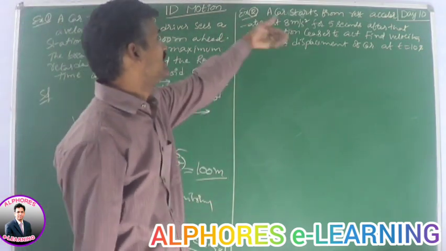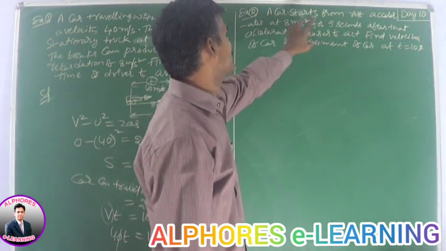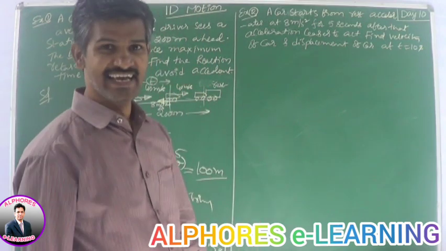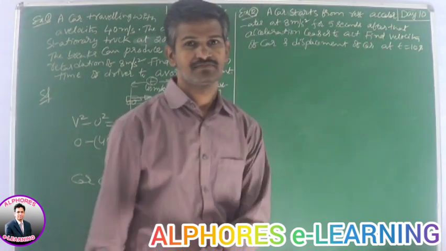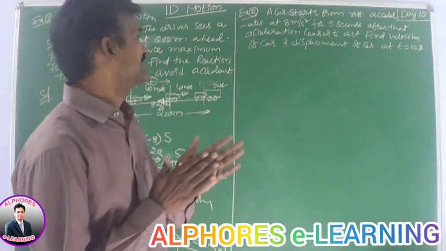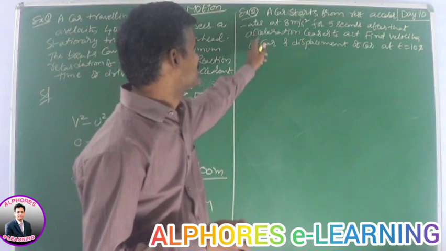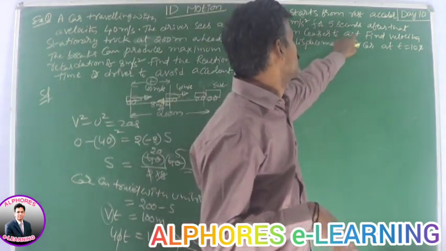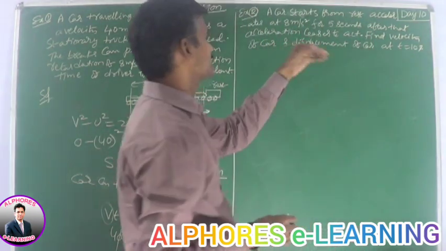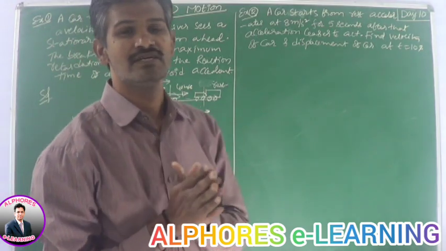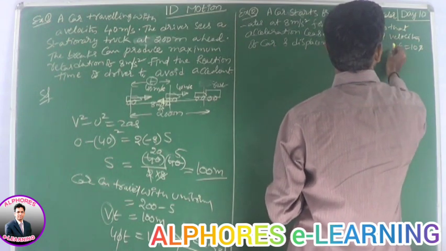Next question: a car starts from rest and accelerates at a rate of 8 meters per second squared for 5 seconds. Thereafter, the acceleration ceases, and ceases means to stop. Find the velocity of the car and the displacement of the car at t equal to 10 seconds.